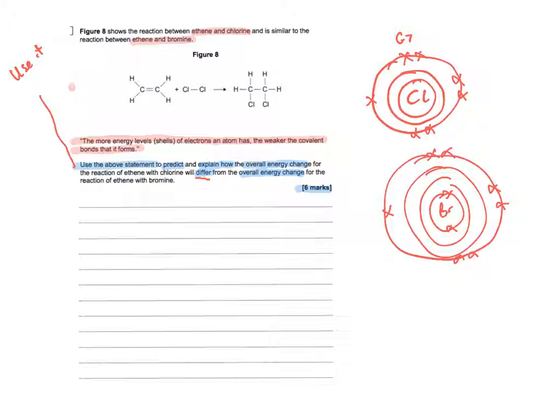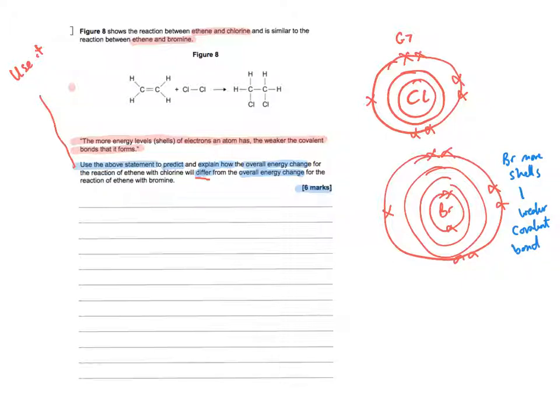So it says the more energy levels or shells, and I know bromine has more shells, I can see that, the weaker the covalent bond. So if this has more shells, it's got a weaker covalent bond.